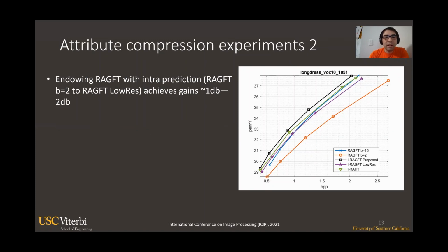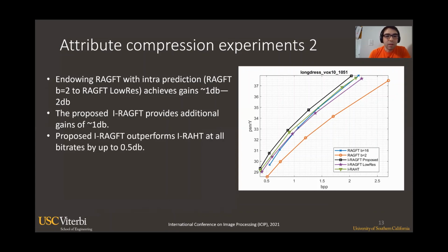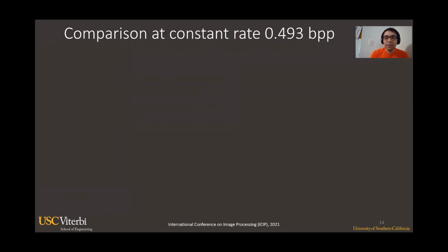Overall, we observed that endowing the RAGFT with intra-prediction achieves gains from 1 to 2 dBs, even if the intra-prediction uses the lower resolution point cloud. By using the improved filtering approach in the high resolution point cloud, we can get gains of another dB. Most importantly, the proposed intra-predictive RAGFT outperforms the intra-predictive RAT at all bit rates by up to half of a decibel. We also compare the reconstructed decoded signals at a constant bit rate.